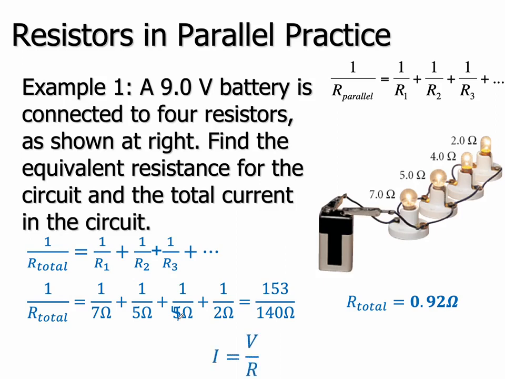What's the current flowing out of the battery? Well, we just plug it in, 9-volt battery over that total resistance. There'd be 9.8 amps flowing out of this battery down into the circuit, and then it would split up, and some of it would go for each of these bulbs.